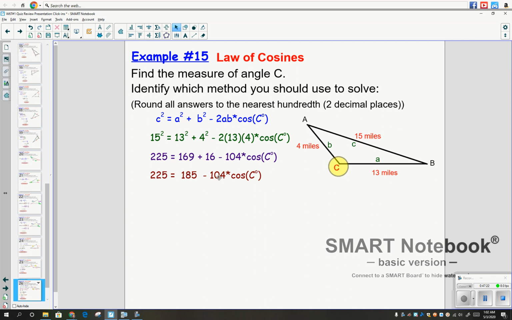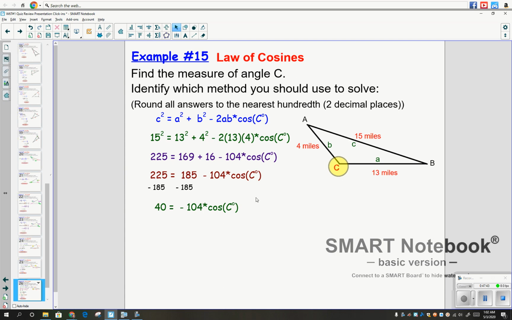My next step, trying to get the cosine of C by itself, so I'm going to leave this term, minus 104 times cosine of C alone, but I want to get rid of the 185. Well, the opposite operation is to subtract 185 from both sides. And I get 40 equals negative 104 times cosine of C.